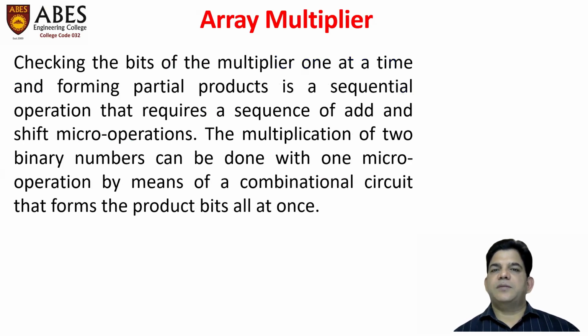Checking the bits of the multiplier one at a time and forming the partial product is a sequential operation that requires a sequence of add and shift micro operations. The multiplication of two binary numbers can instead be done with one micro operation by means of a combinational circuit that forms the product bits all at once.